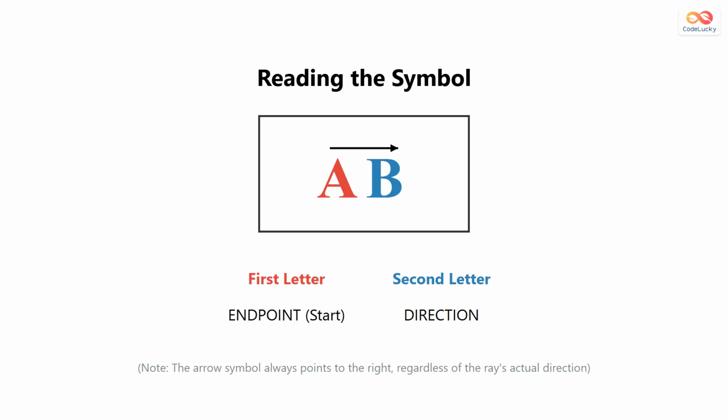Let's closely examine the written symbol. We write the two letters next to each other. We place a small arrow above them. Important, the arrow symbol on top always points to the right, even if the actual ray on the diagram points left, up, or down. The letters tell you the direction, not the symbol.